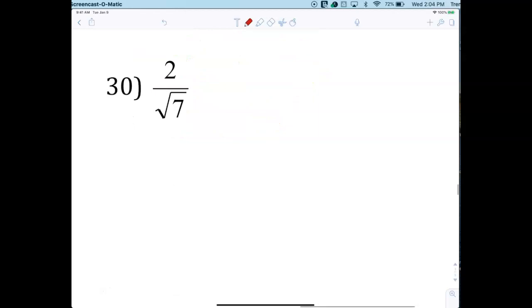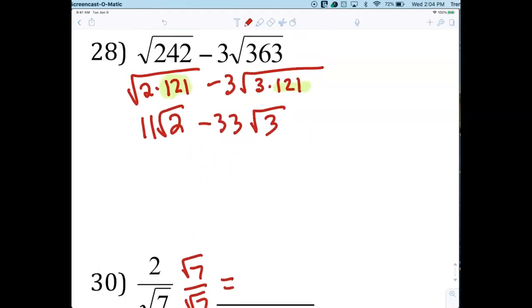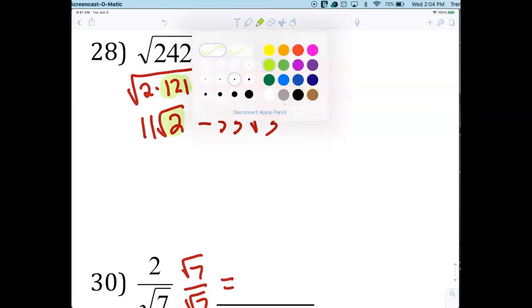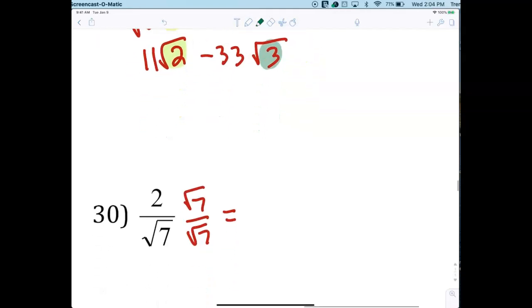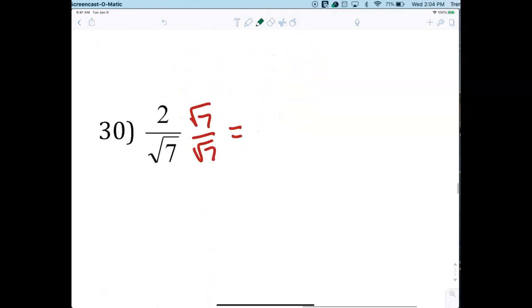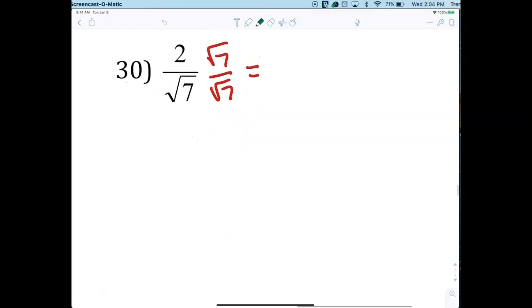Uh-oh. What do we do for 30? Right, that's what we did today. Good call. This, listen to me, is different than this. So you cannot combine them. You could multiply them if it was multiplication, but you can't divide them. Do you hear me? So final answer for 30 is what? Yep, 2 radical 7 over 7.